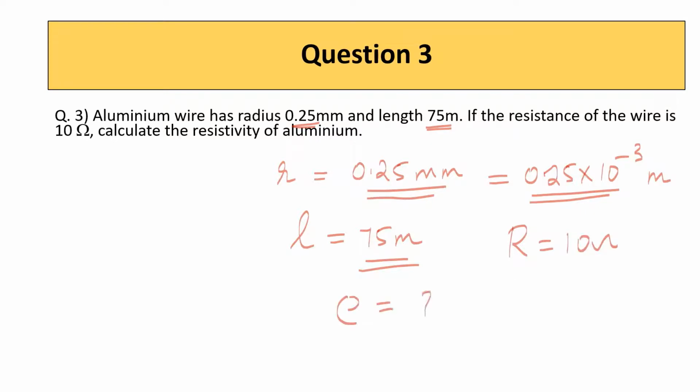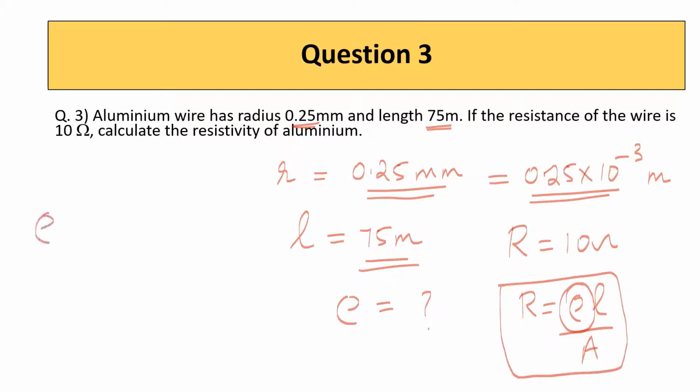Resistivity is rho. In video part 4, we have learned resistance R is equal to rho L by A. Here this resistivity rho is asked. From this expression you can easily find out resistivity rho. What is resistivity rho? Rho is equal to RA by L. R is given in the question, L is given in the question. A you can find out.